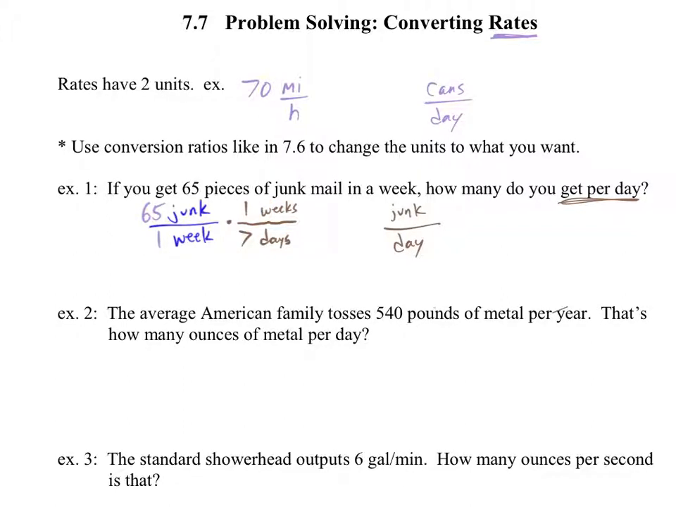All right. So when I multiply, my weeks cancel out. So I get 65 times 1, so I get 65 in the numerator. And the only units there are going to be the junk mail. And in the denominator, I have 1 times 7, and the only units there are days. So to get our final answer, we just do 65 divided by 7, and we get 9.3. So we get 9.3 pieces of junk mail. You actually write the whole thing out per day.